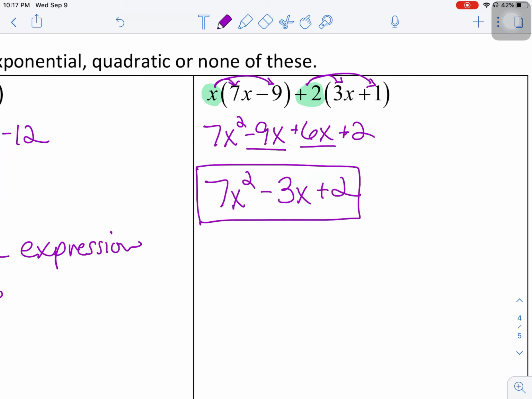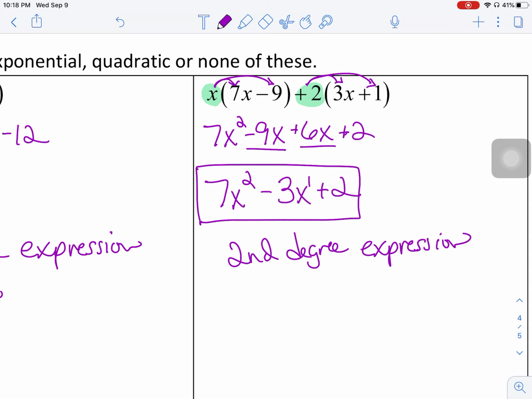We've simplified the expression. Where is x? Well, I've got two of them in this problem. I have x squared here and I have x here. The degree is always based off of the higher power. So this little x right here in the middle next to the 3 only has a power of 1, but the 7x squared has a power of 2. So this is a second degree expression. Second degree tells us that this is quadratic.